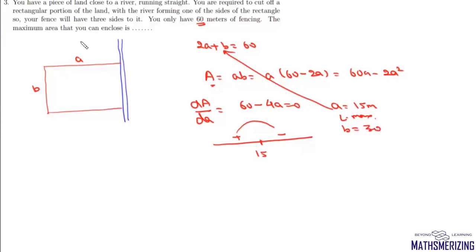So we'll need to find the maximum area. So this maximum area will be A into B. So that will be 15 into 30, and that should be 450 meters square. And that is the answer to this question number 3.